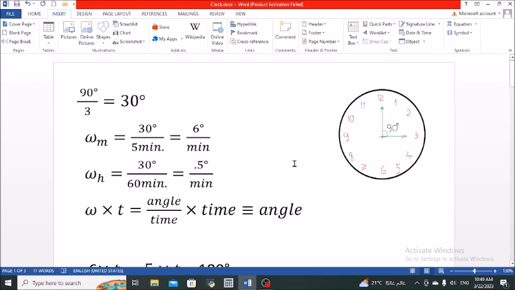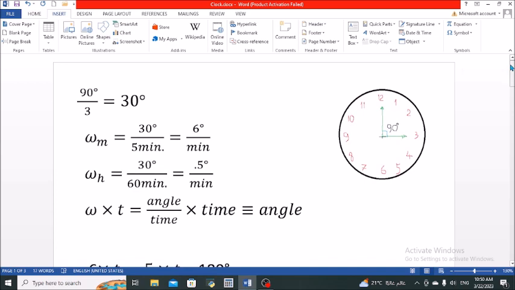Just to make things clear, a revision or clarification for units and dimensions. If omega has the units of angle per time, then omega times time is angle per time times time. That gives angle. And if we divide angle over time, that gives us omega. And conversely, of course, angle over omega gives time.